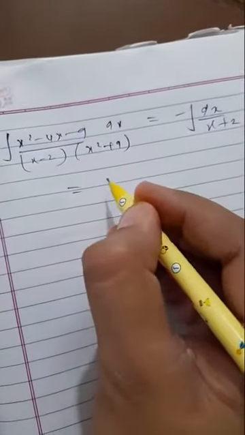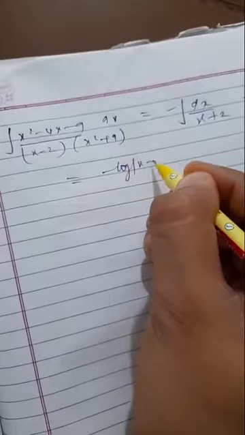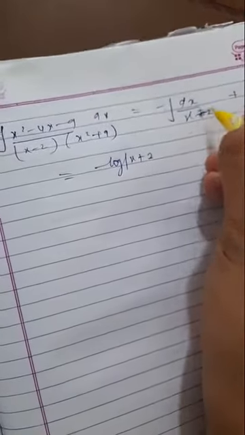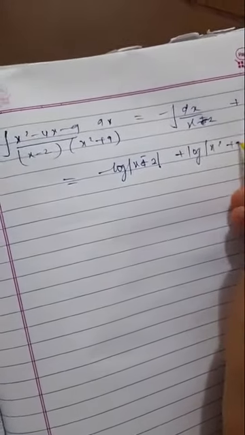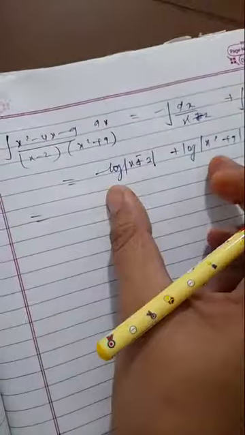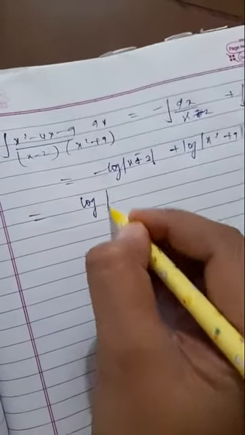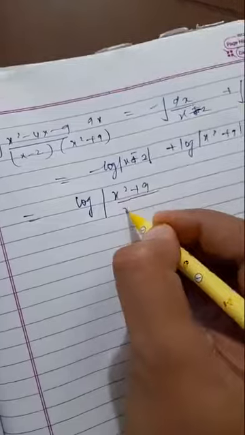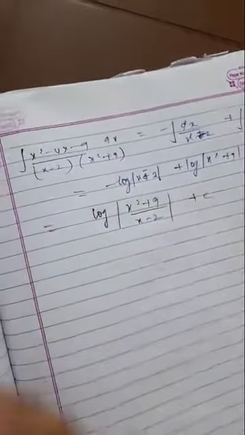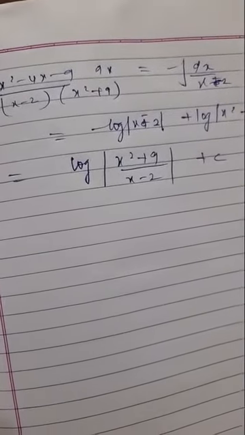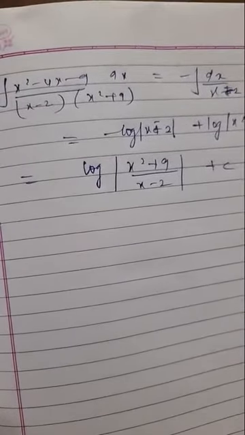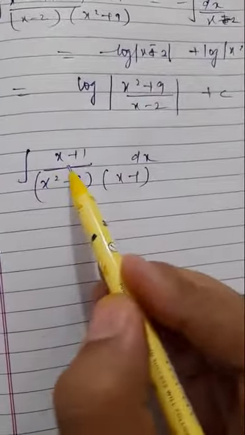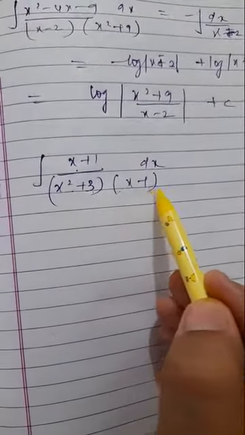which is equal to minus log mod x minus 2 plus log mod x square plus 9 plus c. So we will take log as common, so we get log mod of x square plus 9 upon x minus 2 plus c. So this way we can solve using partial fractions if an integrand's denominator is non-factorizable. Next question is integration of x plus 1 upon x square plus 3 into x minus 1 dx.